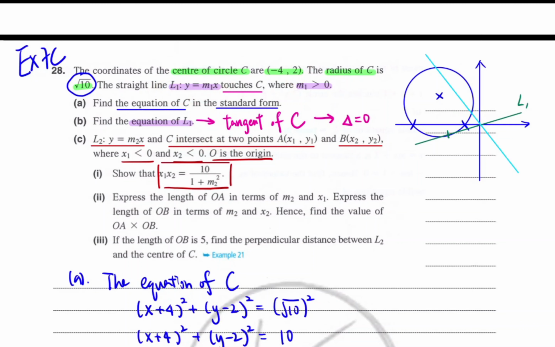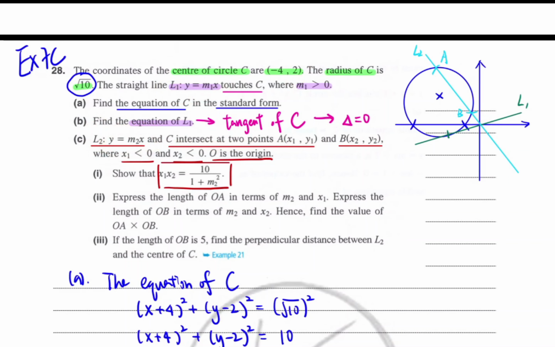But remember, after you draw this one, you must have the L2 also touching the origin because it's also a special straight line, y equal to mx. So I pretend that this one is L2 and it intersects at A and B. So show that x1 times x2 equals 10 over 1 plus m2 square. Okay, now we know that actually it is the product of root.